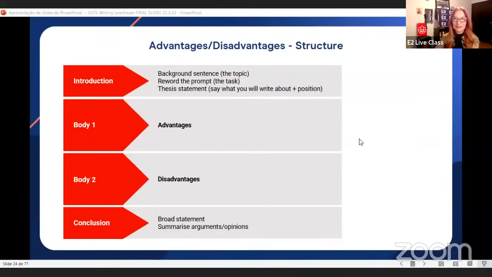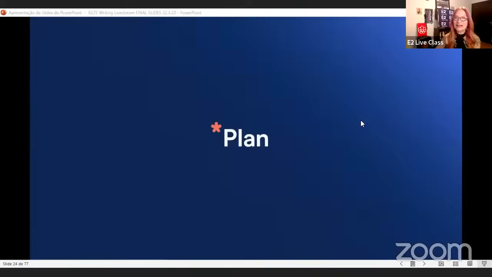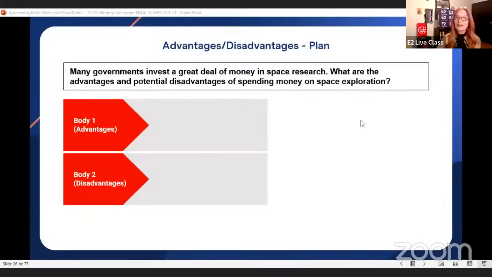So now let's look into the planning. Planning is not a waste of time. It's a gain of time. In fact, I know that many students start to feel a little bit anxious because they feel that they should start writing right away, but that's not true, okay? Now, body one advantages, body two disadvantages.